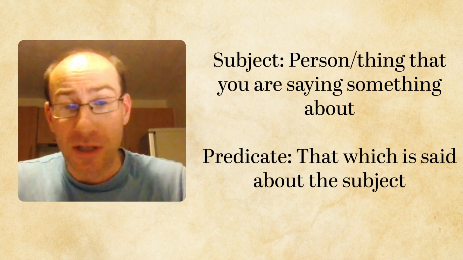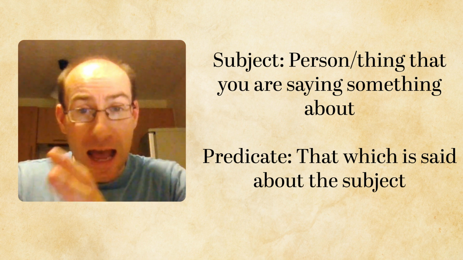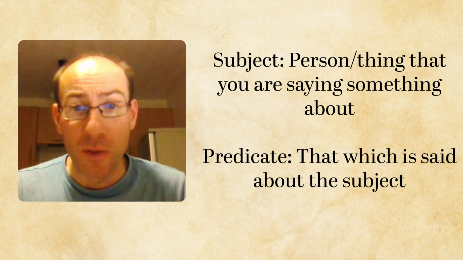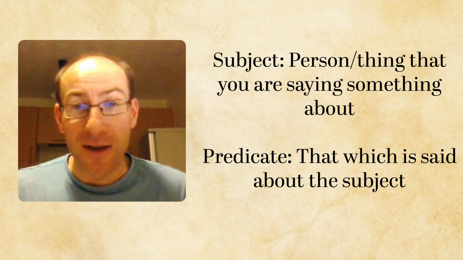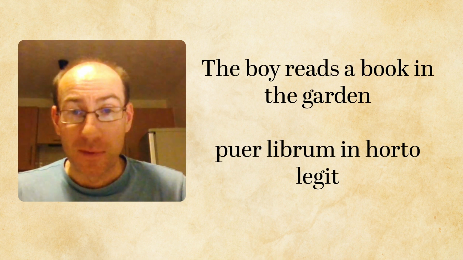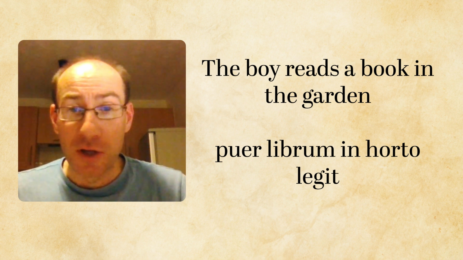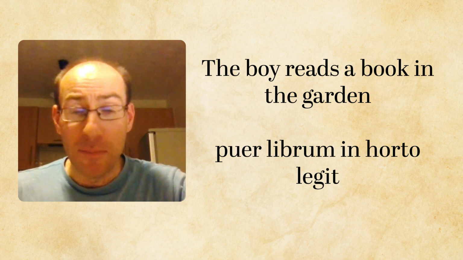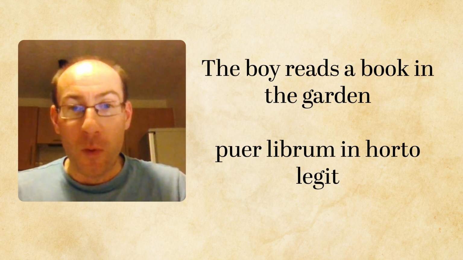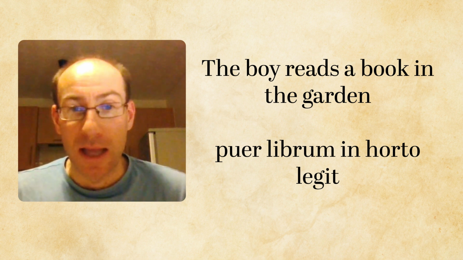So there are multiple words there. We've got a verb, reads, we've got a noun, a definite article, the book, and then we've got a description of place, but that's all the predicate. The boy reads the book in the garden. For the Latinists out there, let's just translate that. What's your subject? Nominative case, because he's doing the action. Puer, librum, accusative, reads the book, librum, in horto, in the garden, legit, reads. Puer librum in horto legit.